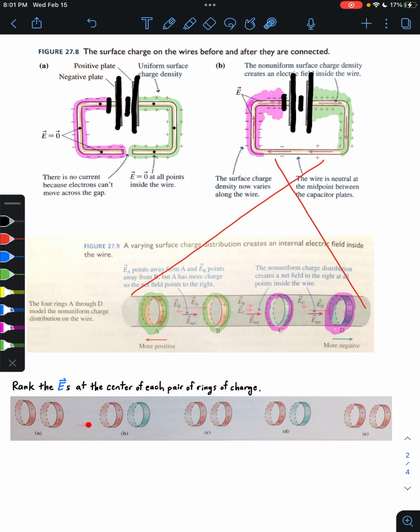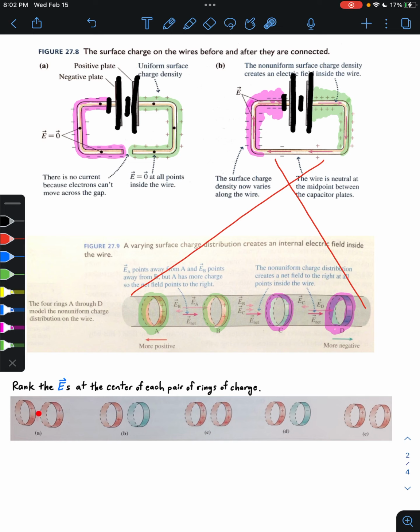So consider this set of example problems down here. You should consider the direction and strength of the net electric field at a point midway between each pair of these rings. So maybe pause the video for a moment and consider that question. Did you pause it? Are you doing it? All right, I've had my sip of water and I'm back. Rank the net field at the center of each of the pairs of rings of charge.